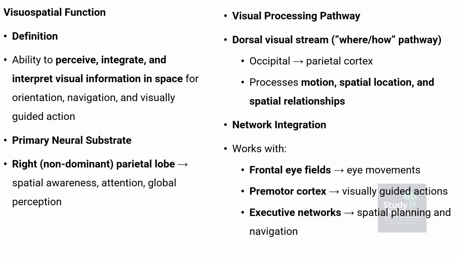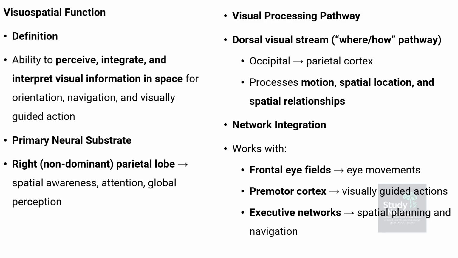Visuospatial function refers to the brain's ability to perceive, integrate, and interpret visual information in space. This capacity allows us to orient ourselves, navigate our environment, and perform actions guided by what we see, such as reaching for objects or judging distances. The primary neural substrate for visuospatial processing is the right or non-dominant parietal lobe. This region is especially important for spatial awareness, attention to the environment, and understanding the overall or global visual scene.